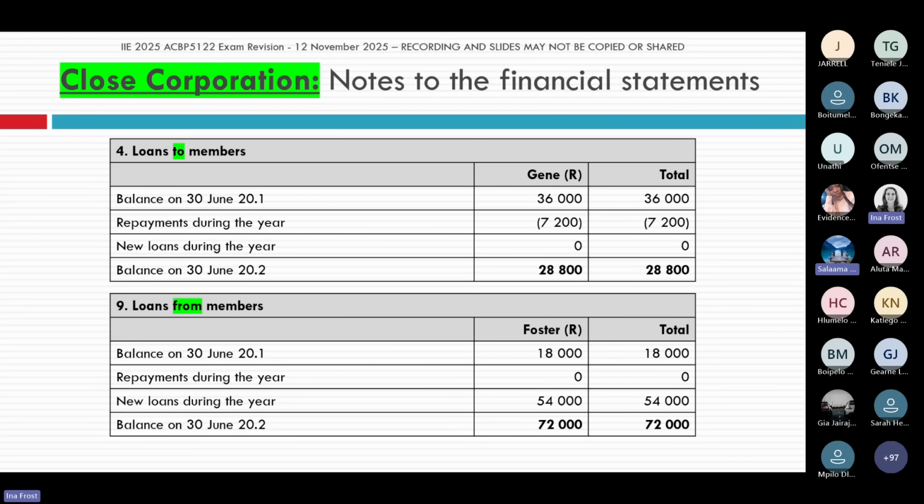Okay, so these are the notes for the loans to and from the members. And again, you can see, students, that there are instances where we use the brackets. We've said it now a few times, but please take note of little details like that, whether the number is with or without the brackets. For example, here, for loans to the members, the closed corporation made some repayments, so we put it in brackets. The bracket use is a theme across all the notes, so please make sure you pay specific attention to that when you do your revision.